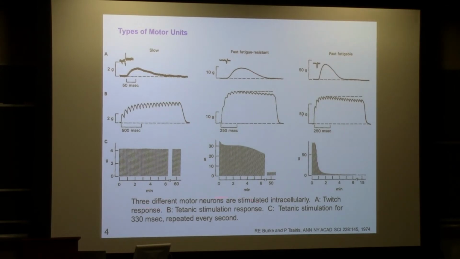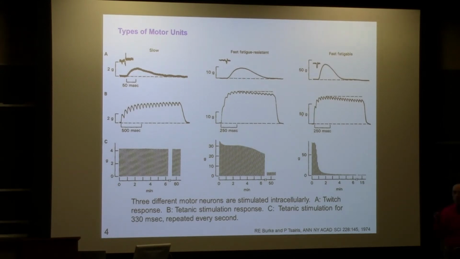So 3 different motor neurons are stimulated intracellularly. This is the twitch response. This is the tetanic response when it's maximally stimulated, and tetanic stimulation over a longer period of time, every second, in this case for a minute, or say 15 minutes. Do you have any questions about that?